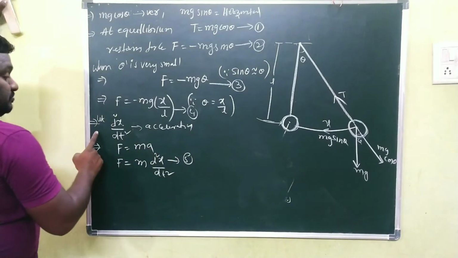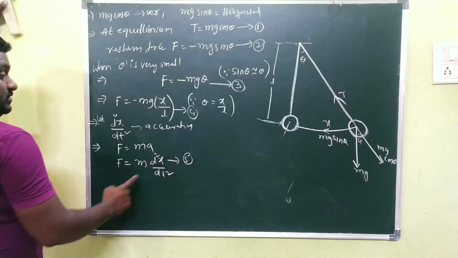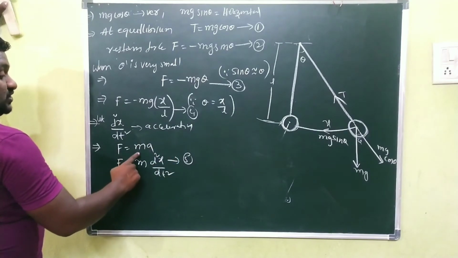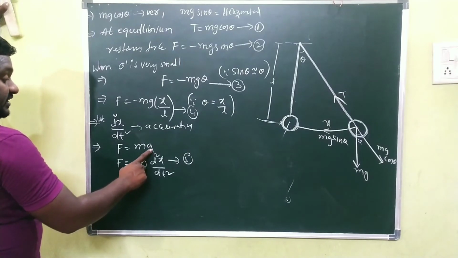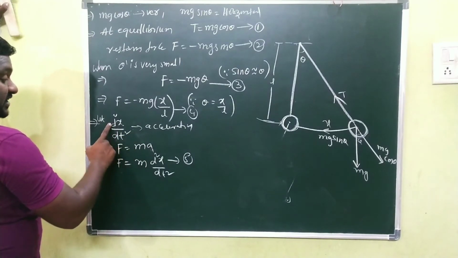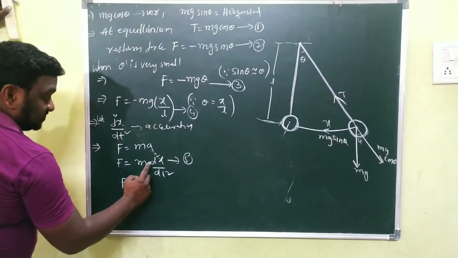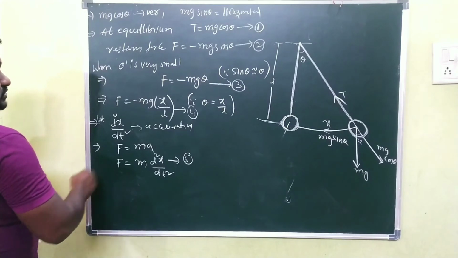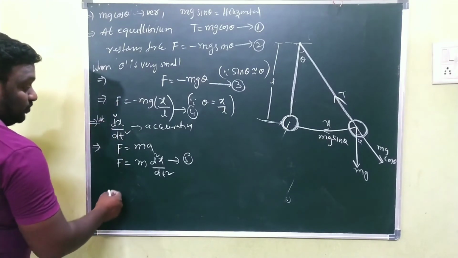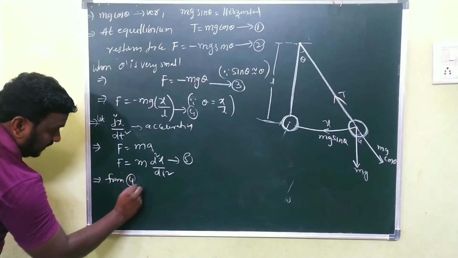Children, very simple. We are taking d square x by dt square as the acceleration. Then already we know the formula F is equal to ma according to Newton's second law. So instead of a, we have to write d square x by dt square. Then F is equal to m into d square x by dt square. This is equation number 5. Here both represent the force. That's why we have to equate them, from 4 and 5.